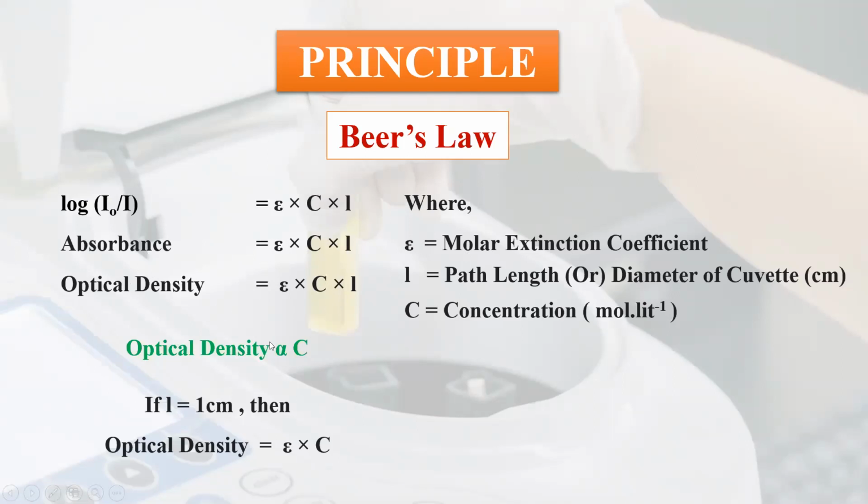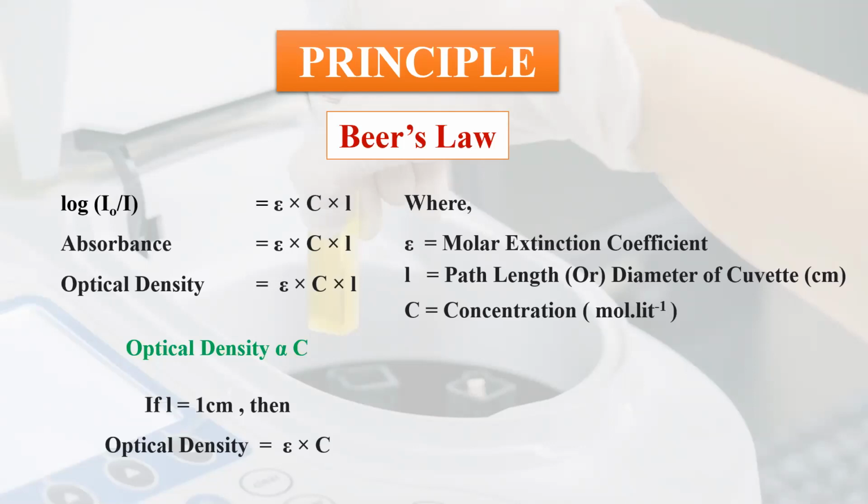Optical density is directly proportional to C. If concentration is more, OD is also high. If L is equal to 1 centimeter, then optical density is equal to epsilon C. Why? Because if the cuvette diameter or length is taken as 1, then L becomes 1, and we get epsilon and C. So here we are verifying Beer's law. With the help of that, we are going to calculate the concentration of the given unknown solution.